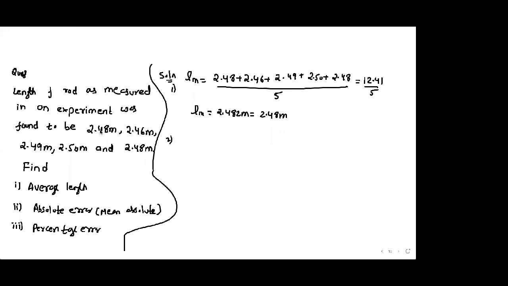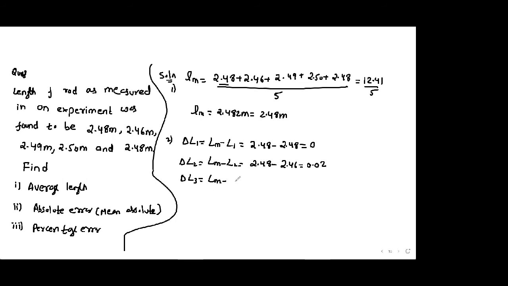Second part, after the mean value, we need the absolute error. So delta L1 is the mean value of L minus the measured value of L. The mean value of L is 2.48. The first measured value is 2.48. So that comes out to be 0. Delta L2 is the mean value minus L2. The mean value is 2.48, the measured value is 2.46. It comes out to be 0.02.